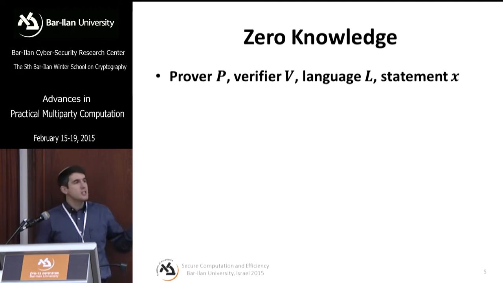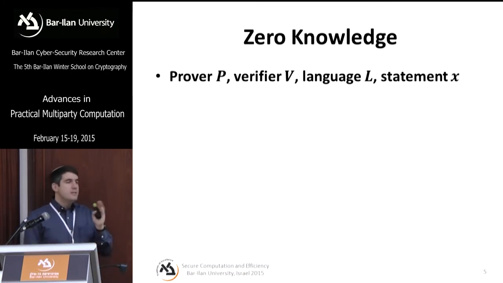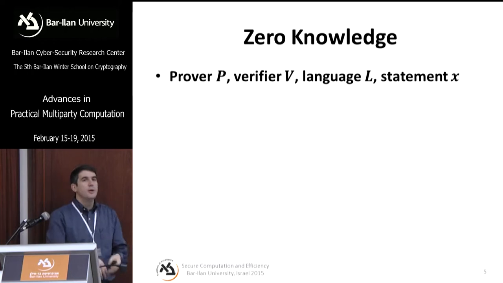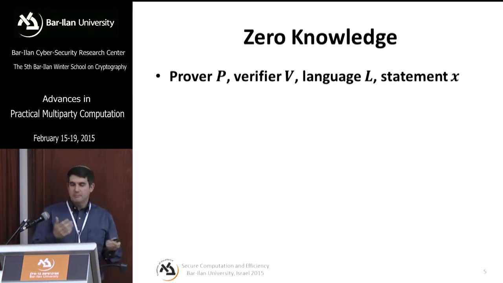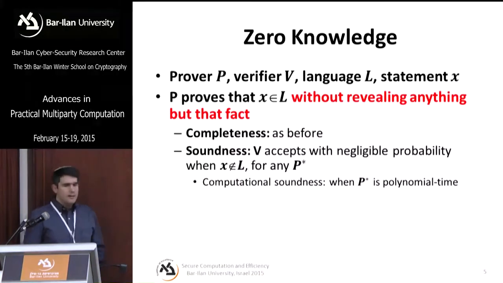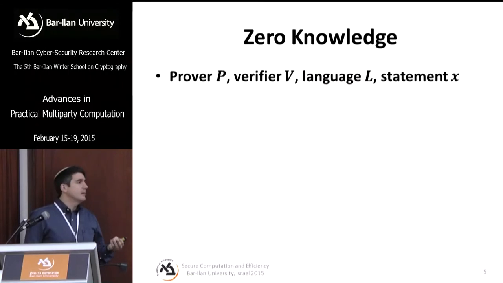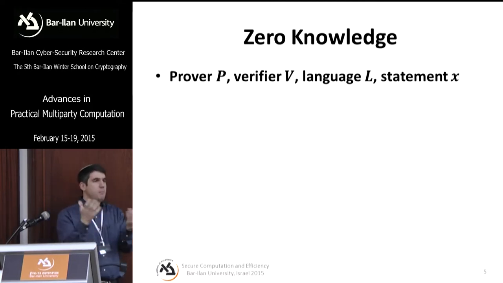So in zero knowledge, again, just like before, we have a prover P, we have a verifier V, and we have a statement X, which can be an arbitrary statement like this ciphertext encrypts this value, or anything else. Now, P is going to prove that X is in a language L. The language L is, for example, pairs of plaintext and ciphertext, where indeed this ciphertext encrypts this plaintext. So it's an NP statement.